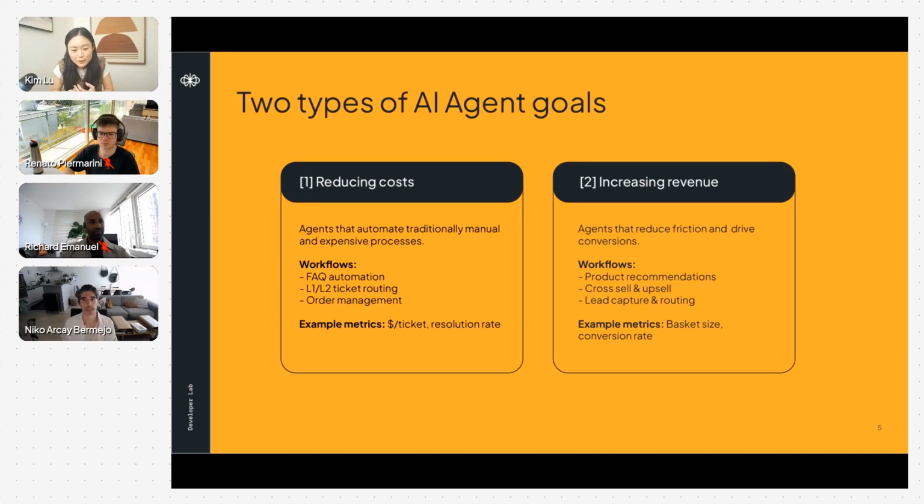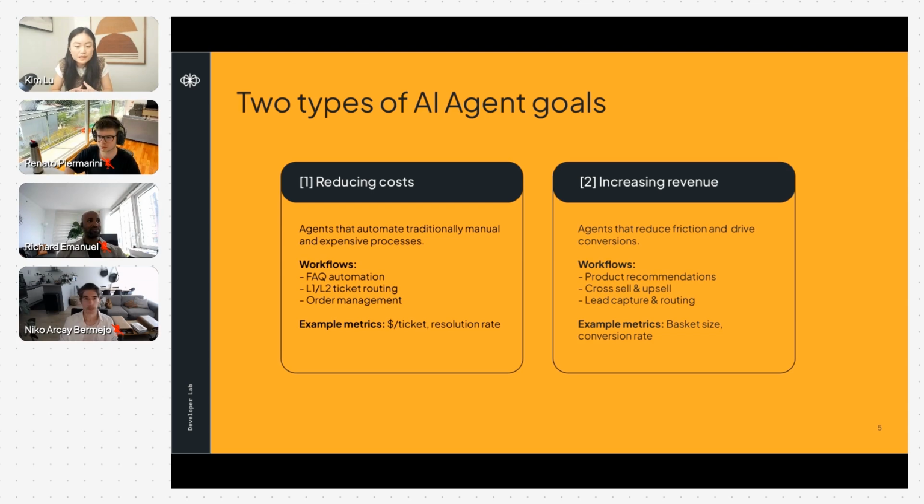Before we start any workshop, I wanted to level set on where we're at, especially in the AI agent building space. It's a pretty new space. Generally what we're seeing at Voiceflow is that there are two core types of AI agent goals. Either you're focused on reducing cost, looking at things like decreasing the cost per ticket and increasing resolution rate, or on the flip side, you're looking at increasing revenue, creating additive experiences like reducing friction, increasing basket size, as well as conversion rate.